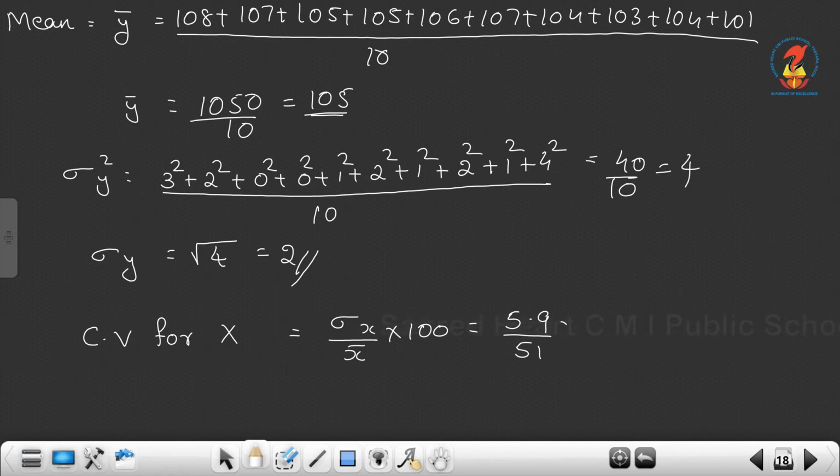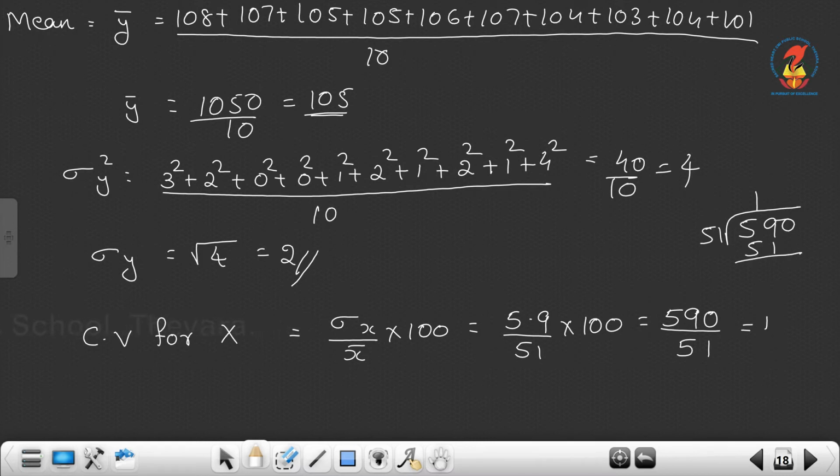5.9 by 51 into 100. So 590 by 51. So it is 1 point something. 51 is 151, then 80. So 11.51. So it is 11.5 something. Okay. That much is the coefficient of variation for x.